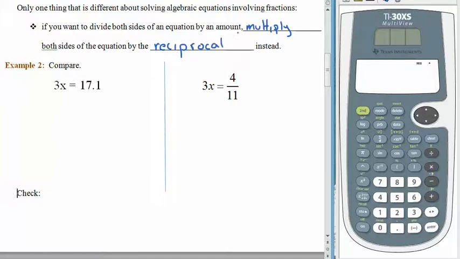instead. All right, so over here we have what we might call the ordinary equation. We have 3 times x is equal to 17.1. And your first inclination, hopefully, is to divide both sides of the equation by 3. And we do that because 3 over 3 is worth 1. And that leaves us with x all by itself on the left-hand side. On the right-hand side, we have the division. 17.1 divided by 3 is equal to 5.7.